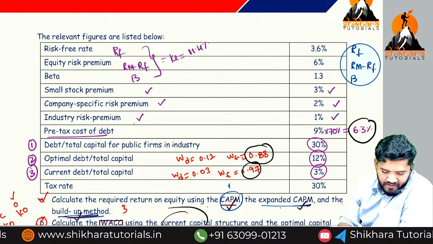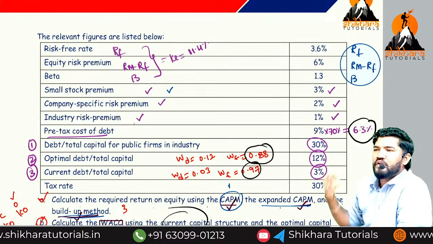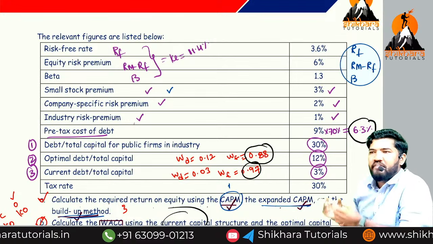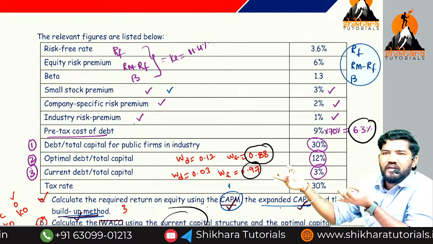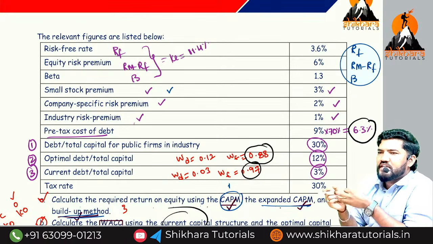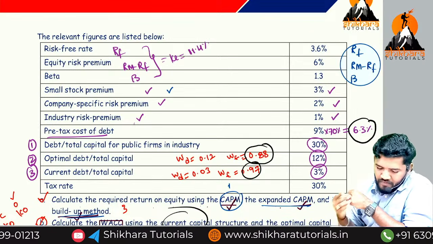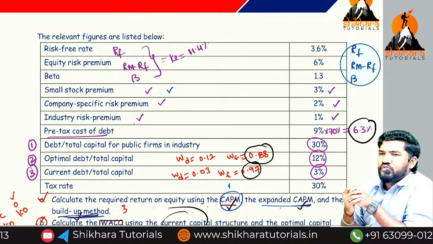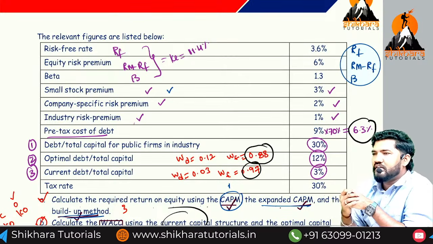Company specific is there, and the small stock is there. Those 2 things only we have. Liquidity is not there, country is not there. Nana, clear? If not there, it means 0. Now what is the answer? 11.4 plus 3 plus 2, 15 point... 16 point? That only I said.